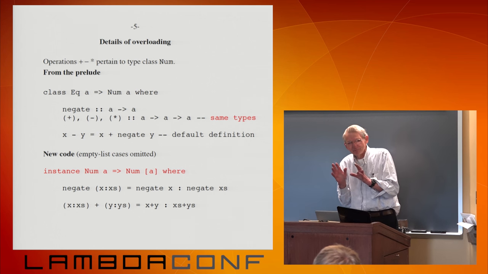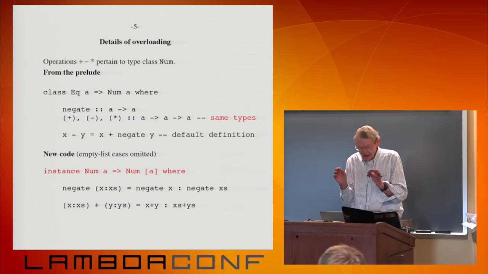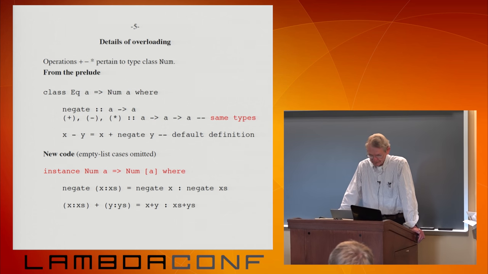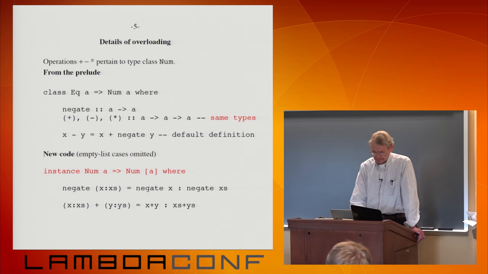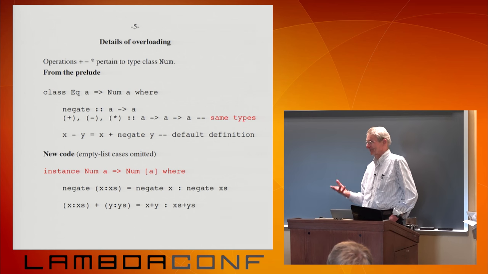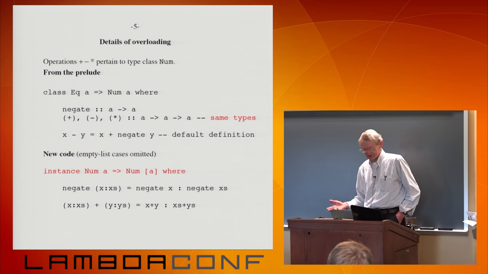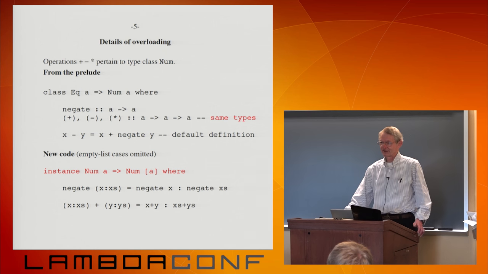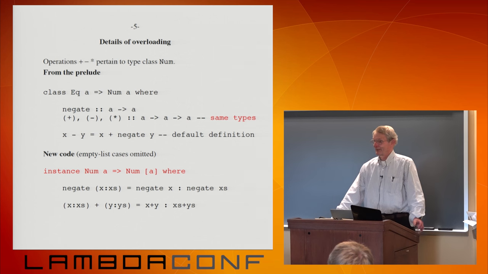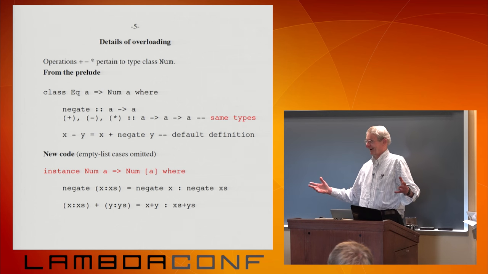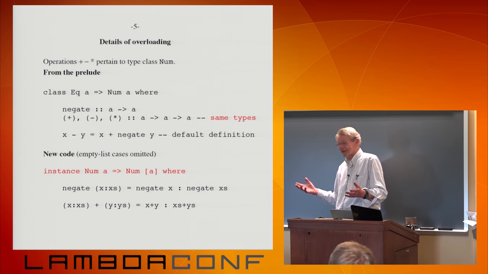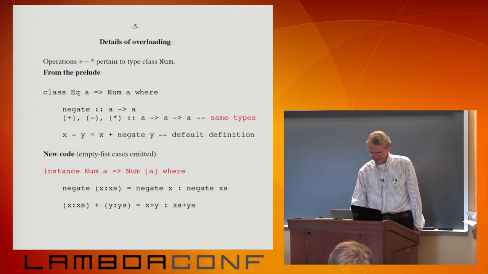There we see a little Haskell showing on top of the mathematics. The same code at the bottom is code that was on the previous slide, how to do negation and addition, only it's been put in the context of an instance declaration that says lists are numerics. Having lists being numerics, we're off to the races.